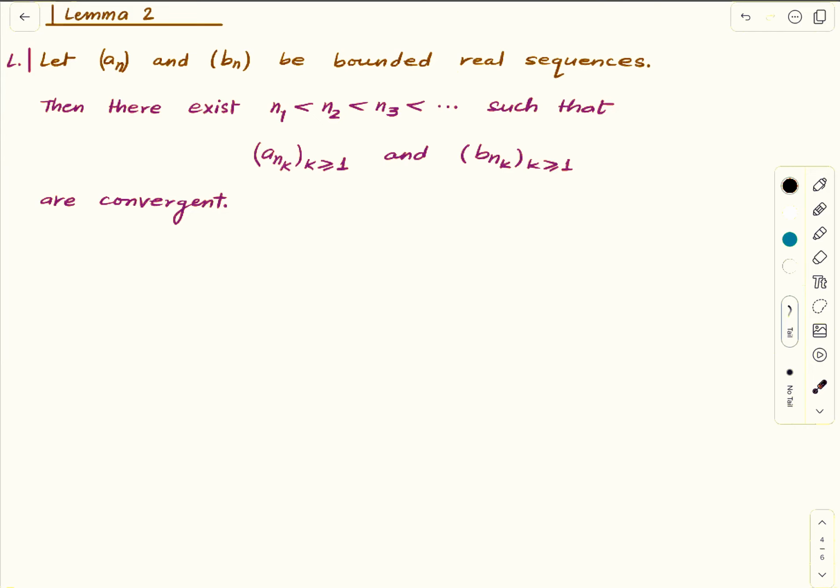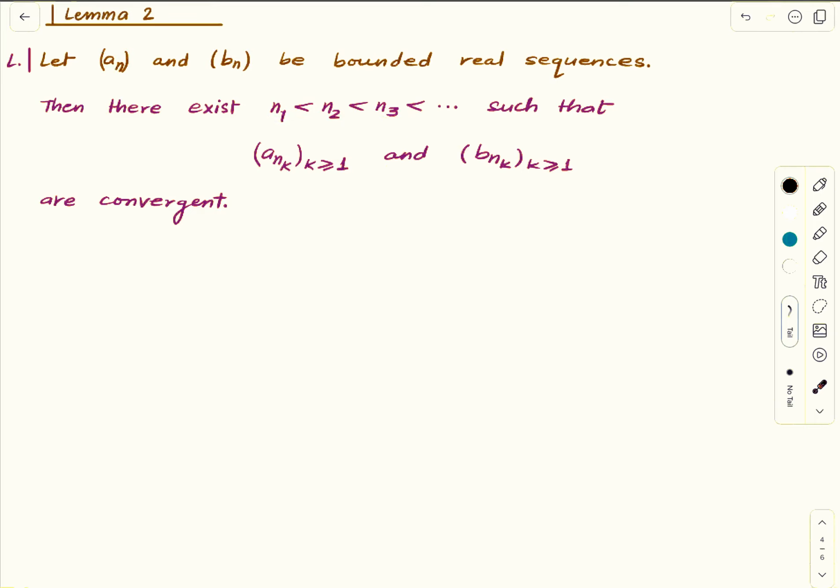So there is one increasing sequence of natural numbers such that if you pick out the corresponding subsequences, one from this and one from that, both of them will be convergent. So there is one such thing which makes them simultaneously converge.